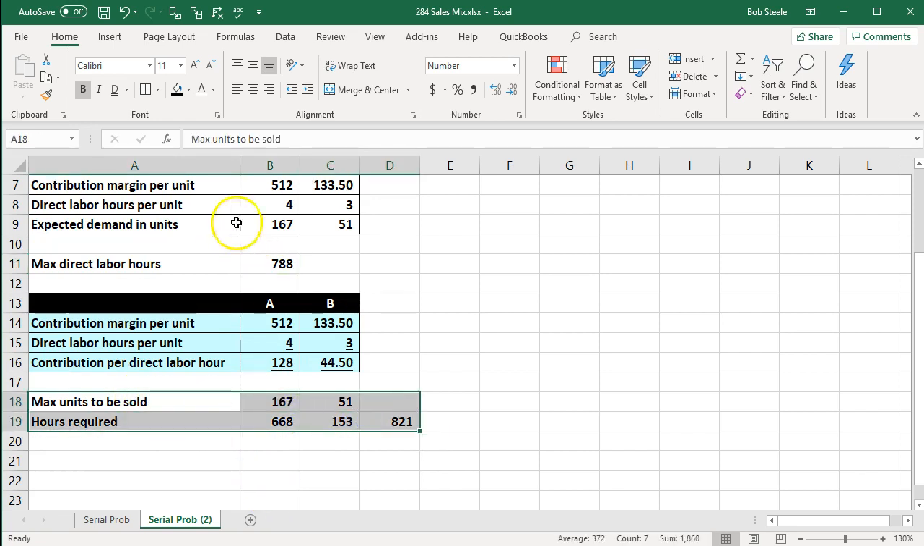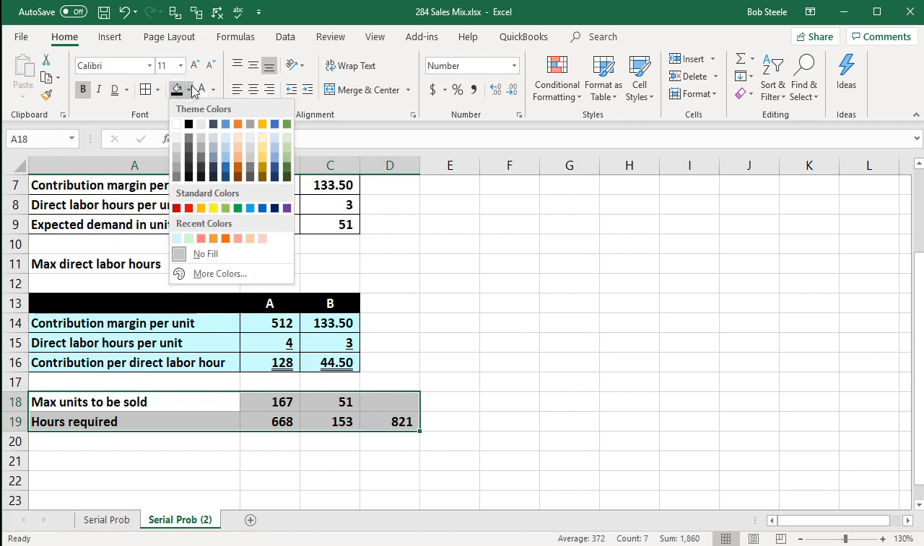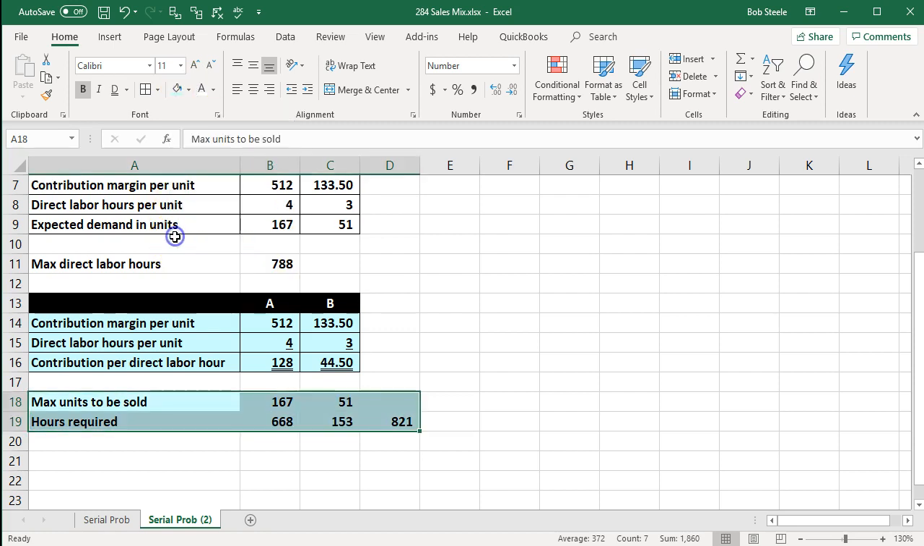So I'm going to do the same formatting here. Home tab, font, make it blue, which should be here now, and I'll put the grid line around that. So now we'll think about, okay, well, we have a constraint. What are we going to do with the constraint? We don't have 821 hours.